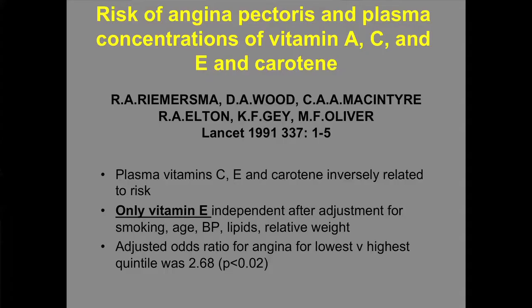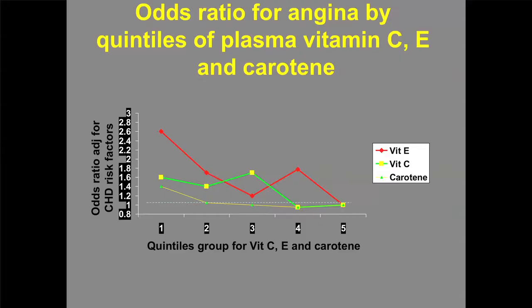If one looks at the data supporting using antioxidant vitamins as biomarkers of risk, so this is vitamin A, C and E, and carotene were measured in this particular study, and what they looked at is the risk of angina in this group, and you can see that this top end, this is the highest intake versus the lowest intake. You can see certainly for vitamin E, there's this very strong relationship. Now that led to a whole plethora of intervention studies looking at the benefits of antioxidants.